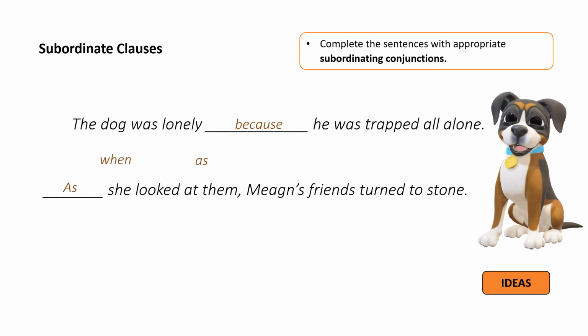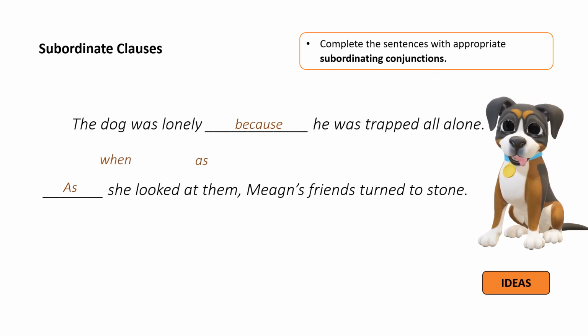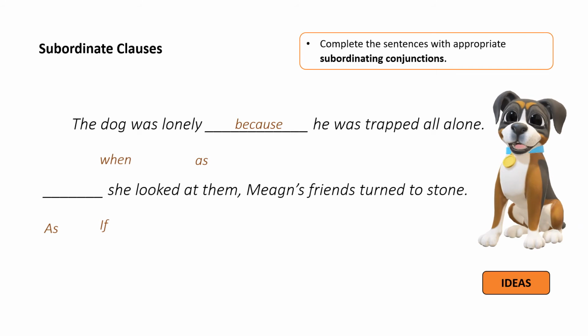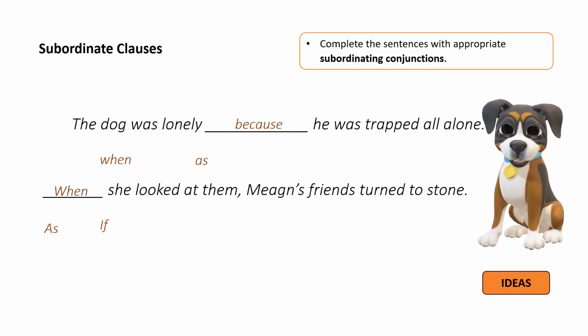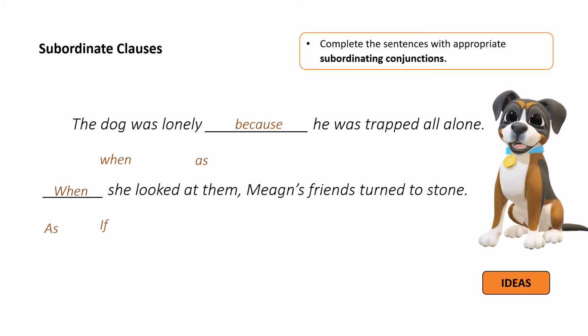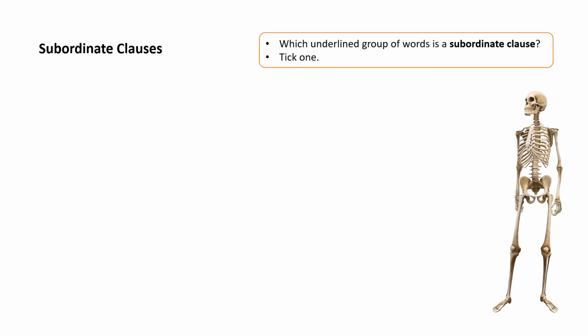We could have had "as she looked at them, Megan's friends turned to stone." We could have had "if she looked at them, Megan's friends would turn to stone." We could have had "when she looked at them." Again, notice our subordinate clauses come first, so we have a comma to separate our subordinate clause from our main clause.